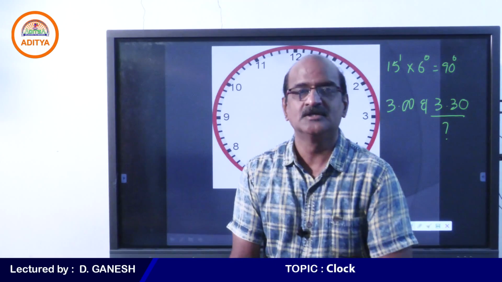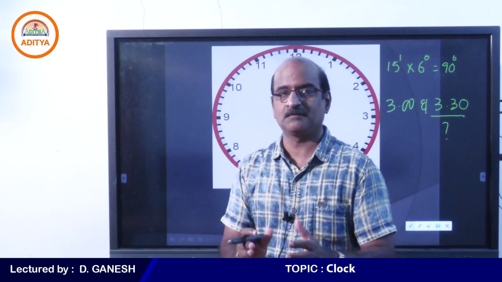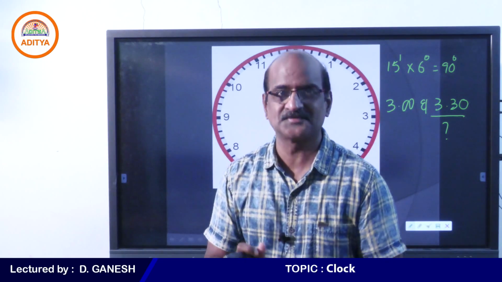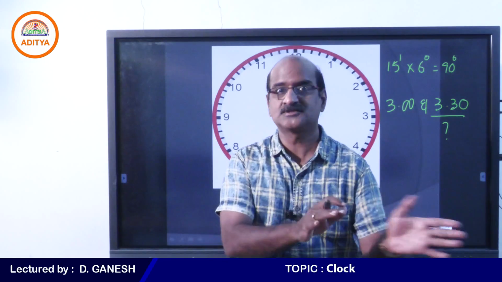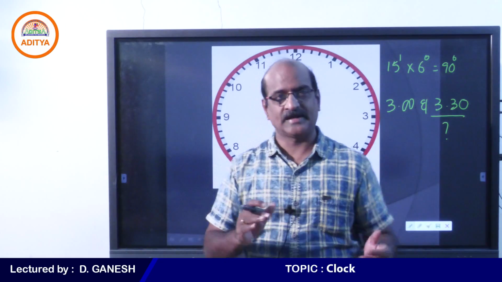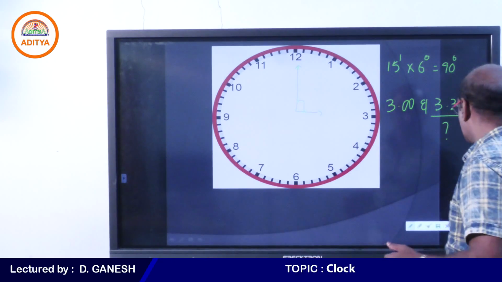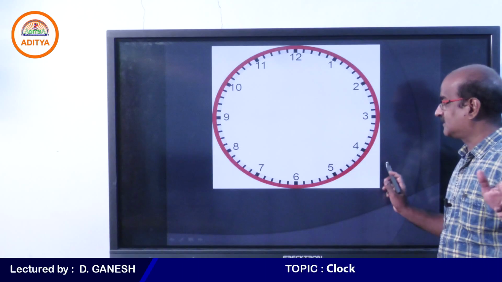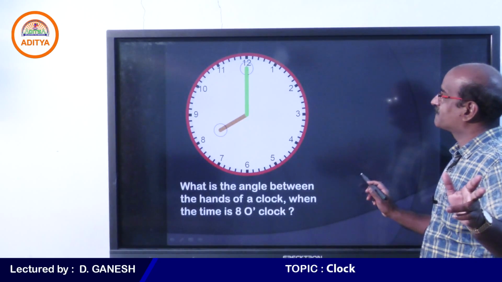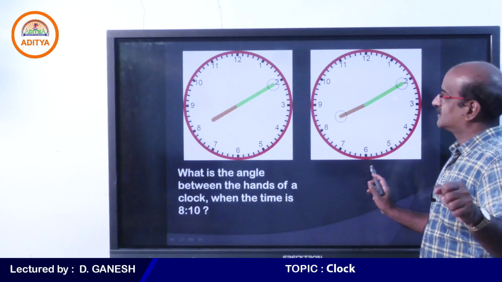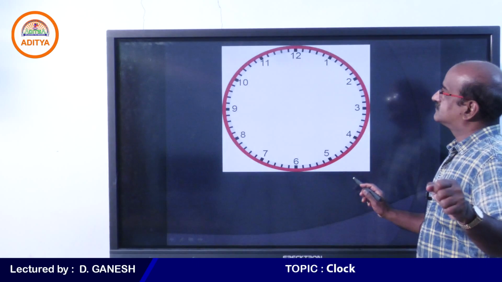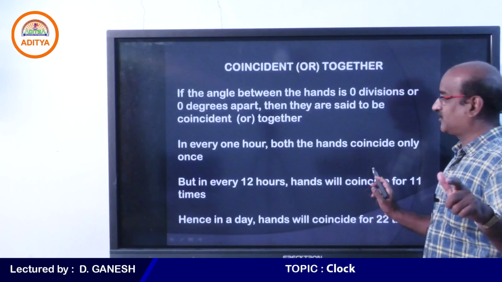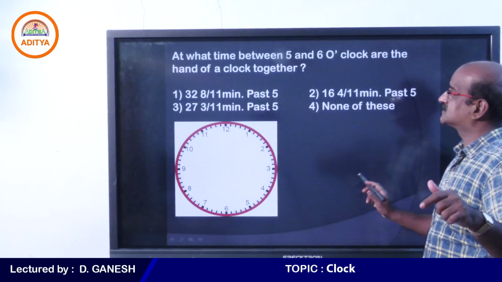Come on, student. So what is right angles? If the gap is 15 divisions in terms of divisions, if it is 90 degrees, we say that the hands are at right angles. So this is about coincident, and we already did this.